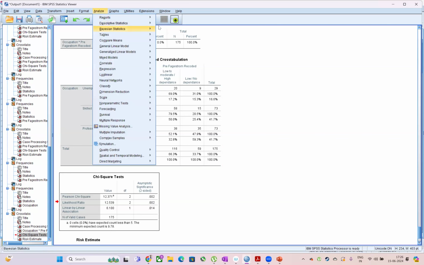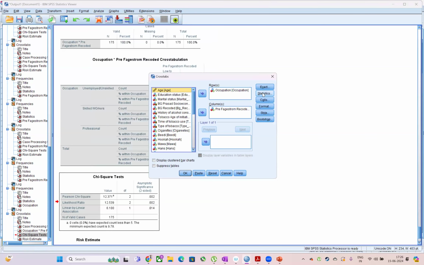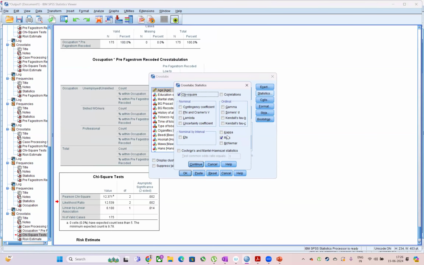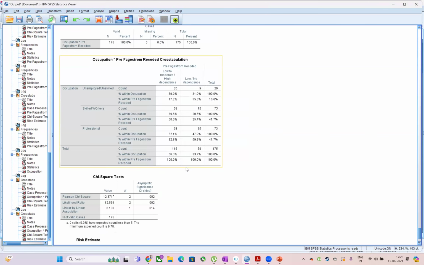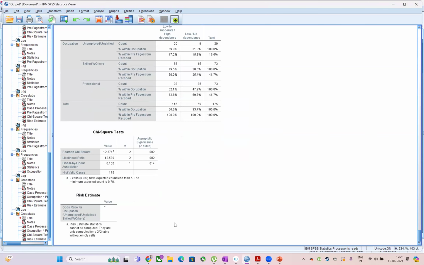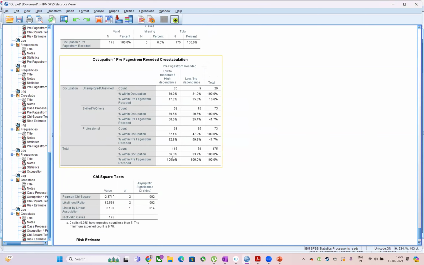We go into Analyze, then Crosstabs. We put the independent variable over here and the dependent variable over here, and go to Statistics. Click on chi-square, click on Risk, give Continue and give OK. We get the chi-square value. Risk estimate is nothing but the odds ratio, which is not calculated here because the odds ratio can be calculated only for 2 by 2 tables.